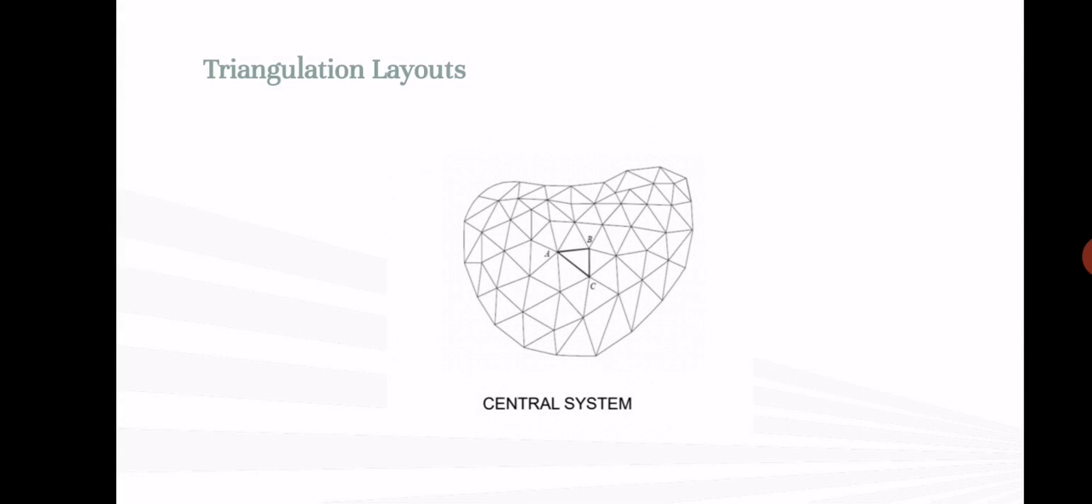And the final layout is Central System. Here we can see there was a single triangle in between ABC, and around that many triangles are encircling it, and the whole process is continued until we complete the required area for the whole chain of triangles, for the whole net of triangles, and this is known as central system.